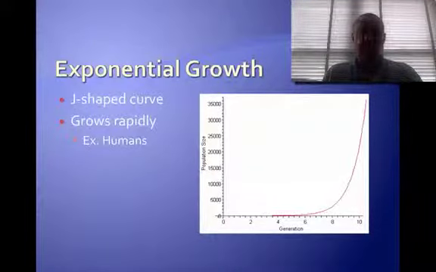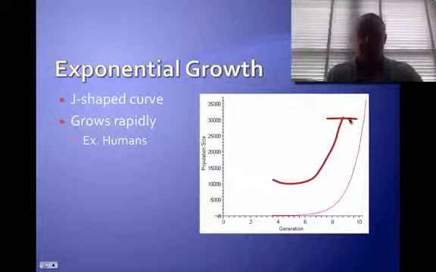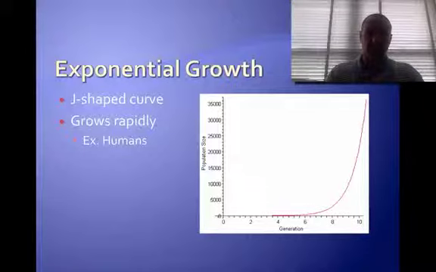Now, this is an example of what an exponential growth curve looks like. It's what we sometimes call a J-shaped curve, and you can tell why we call it a J-shaped curve, right? Kind of looks like a J. An example of this is it grows very rapidly, and humans are an example.